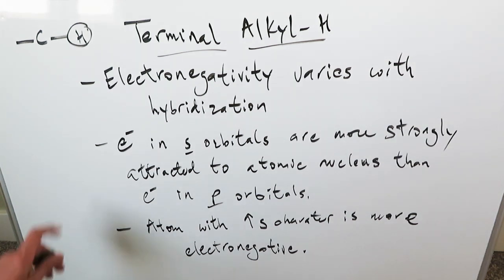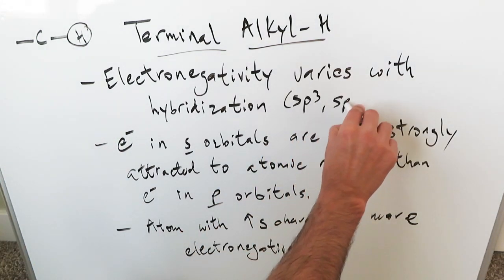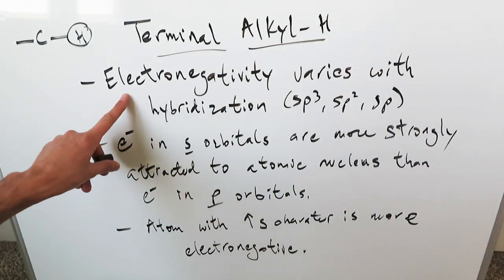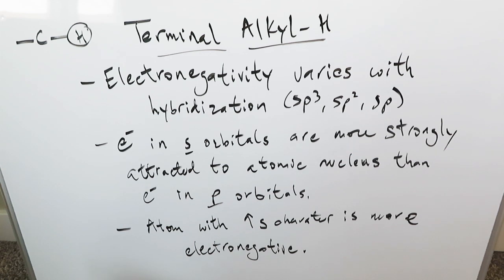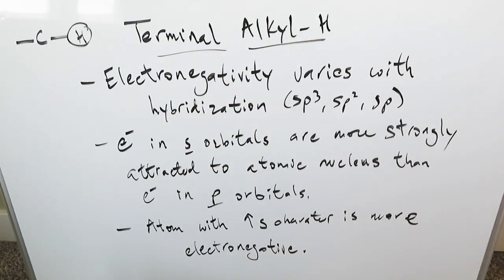Consider here this first point. The electronegativity varies with hybridization. Here with hybridization we're talking about sp3 versus sp2 versus sp. As the hybridization changes, the electronegativity of your specific atom will also change, and electronegativity can impact the acidity of that alkyl hydrogen.